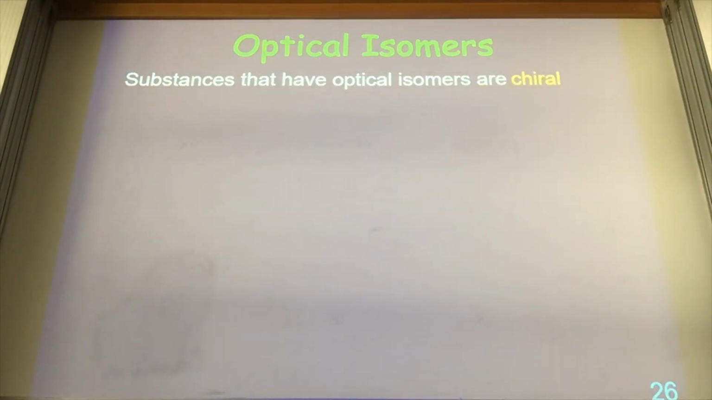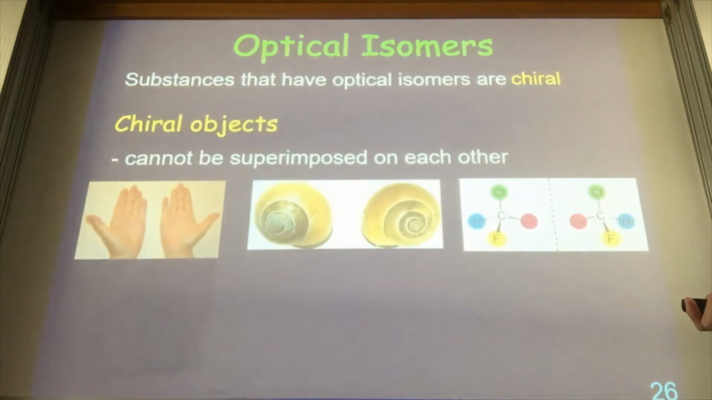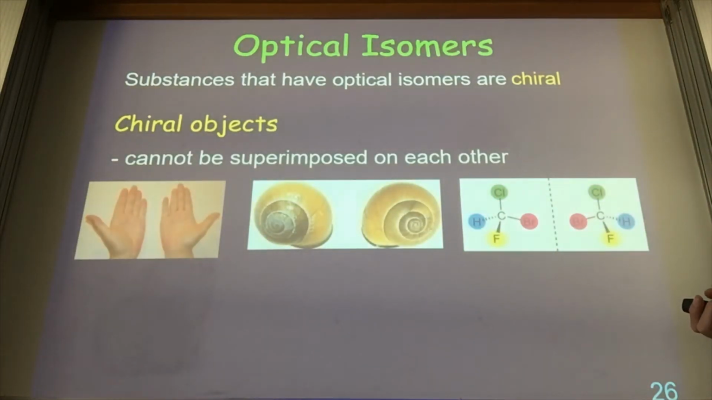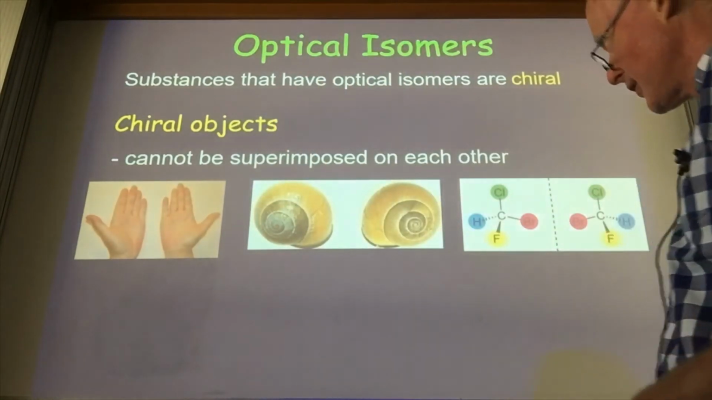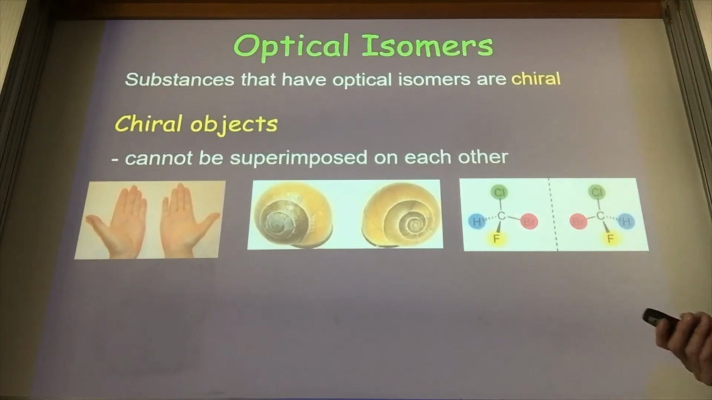So first of all, optical isomers. Chiral refers to a type of substance that has optical isomers. So basically, chiral objects are objects that can't be superimposed on each other. So you can't put your two hands in exactly the same way over each other. You can only do it with them facing in opposite directions. Lots of objects in nature are like that, and lots of molecules are like that.